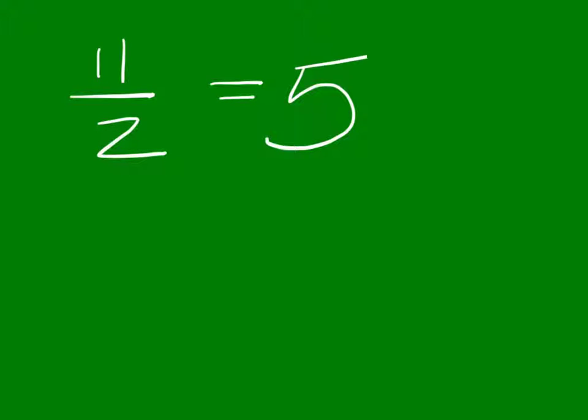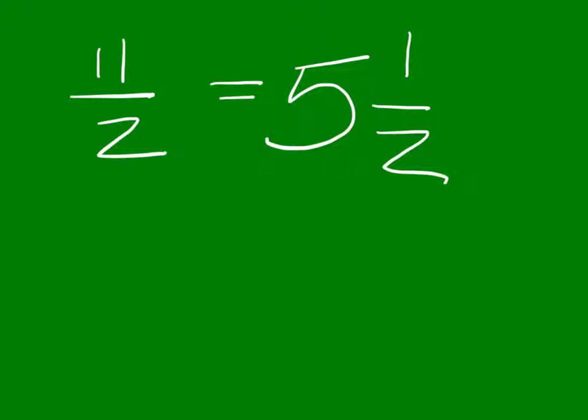Example 2 is going the other way around. So I'm going to start with 11 over 2 and make it into a mixed number. You have to divide 11 by 2. And 2 goes into 11 how many times? 5 times, with how many left over?